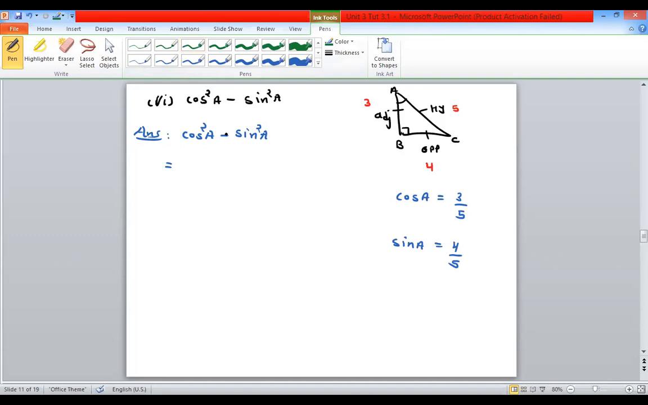Cos is 3/5 and sin A is 4/5. You can put all things in here. Here you have a square. Cos is 3/5 whole square minus sine square, this is 4/5 whole square. Apply this square above both sides. 3 square is 9. 5 square is 25.